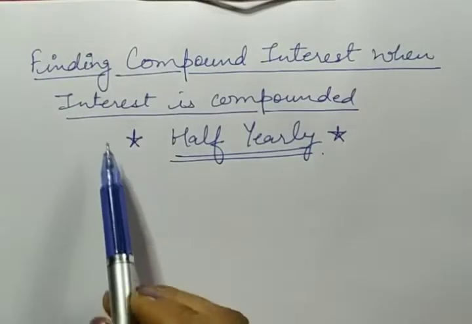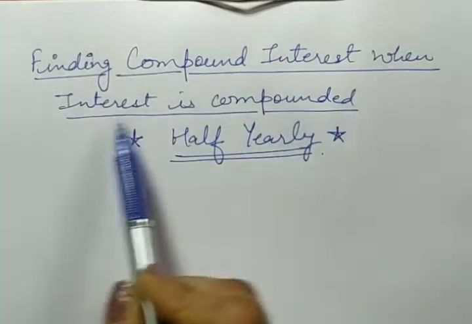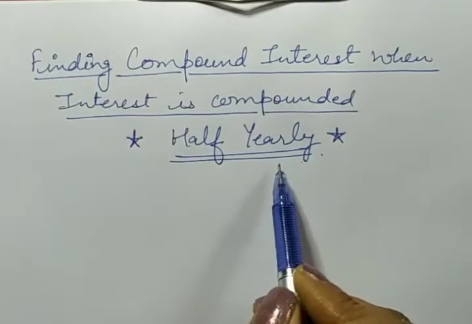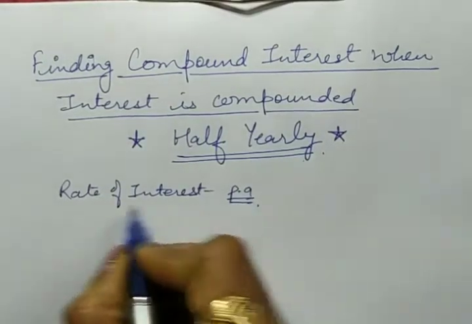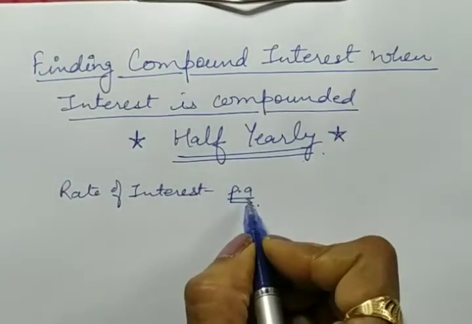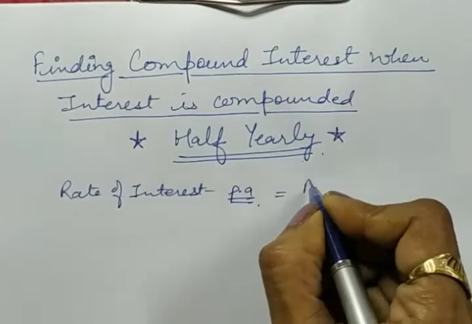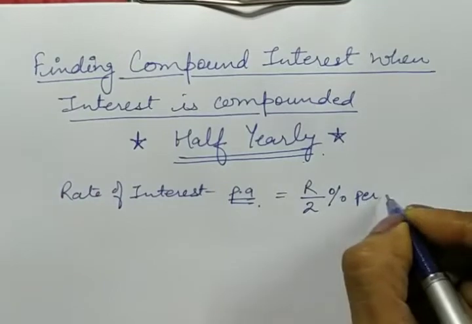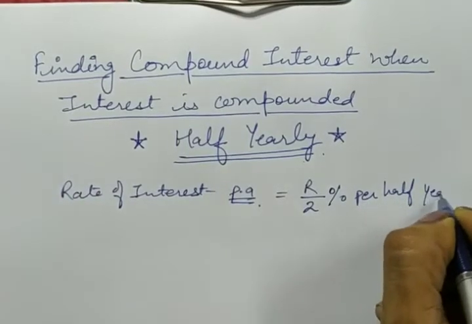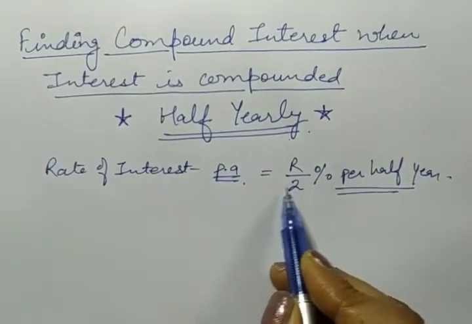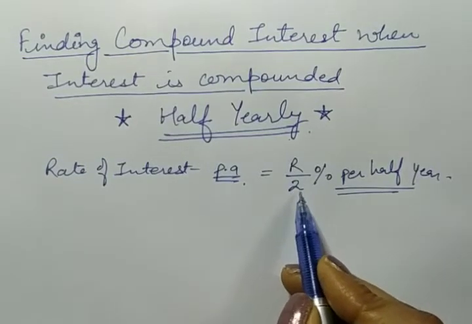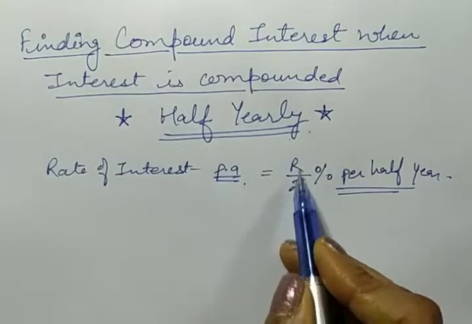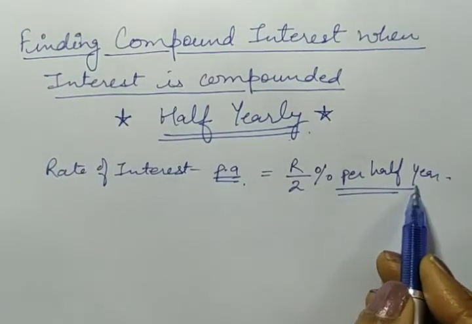Now the next topic is finding compound interest when interest is compounded half yearly. In such cases, we have to convert this rate of interest that is given per annum into rate of interest divided by 2 per half year. We have to divide rate of interest by 2 to convert this rate of interest per annum into rate of interest per half year.